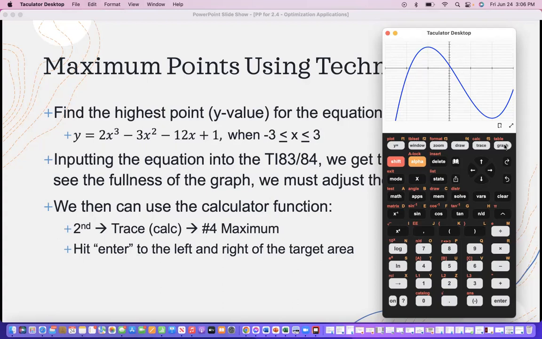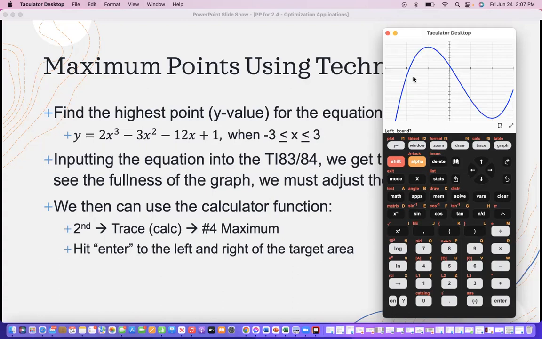From this point, we're going to go to the calculate functions, which are above trace. So I hit shift and then trace, which takes us to the calculus menu. Then we go to choice number 4. Now your choice number may be different. I believe on the TIs, if I look it up right now, it's the same choice number, choice number 4. So we're going to hit maximum.